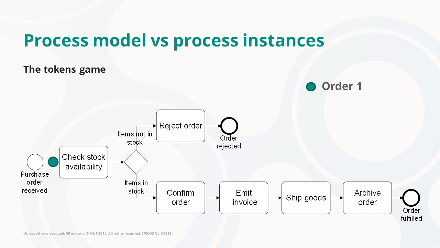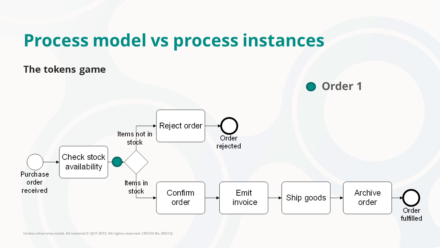So now we have the token that is just in the arc between the start event and activity check stock availability. Then we can push the token through to this activity. And if the token is within the activity, and activities can withhold tokens, that indicates that the activity is currently being performed. So once the activity is completed, the token is at the doorstep of our gateway.